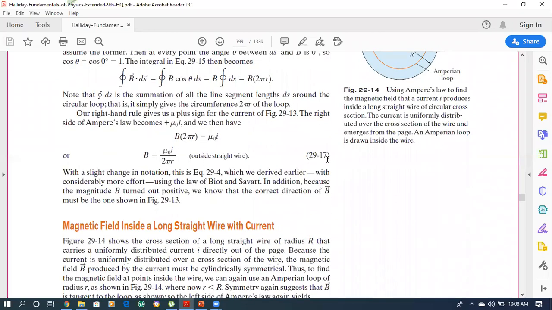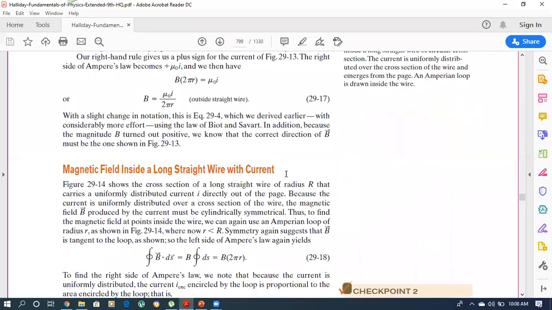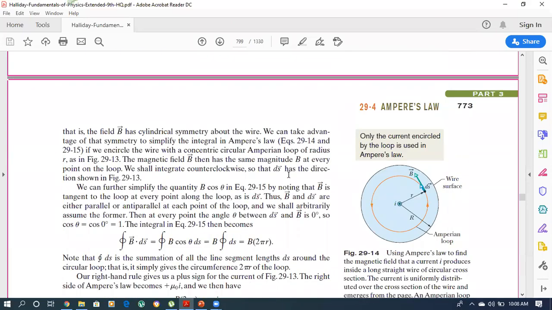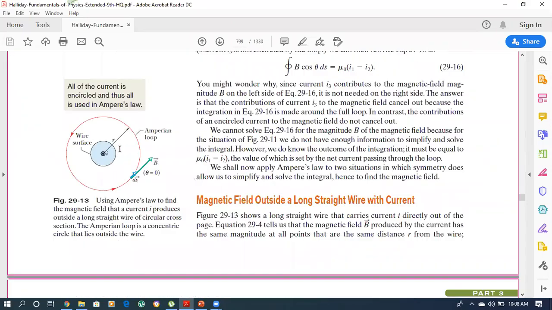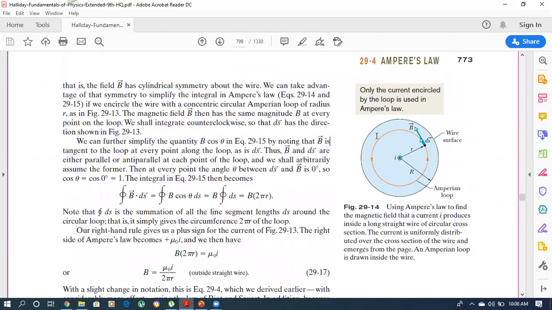Similarly, the magnetic field inside a long straight wire with a current. Now we enlarge this wire. This is the figure showing the shape of the wire totally. What will be the magnetic field at this point inside the wire? Here we again consider an Amperian loop. The brown circle is showing the Amperian loop.